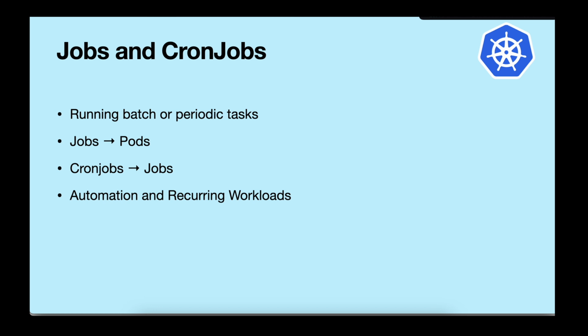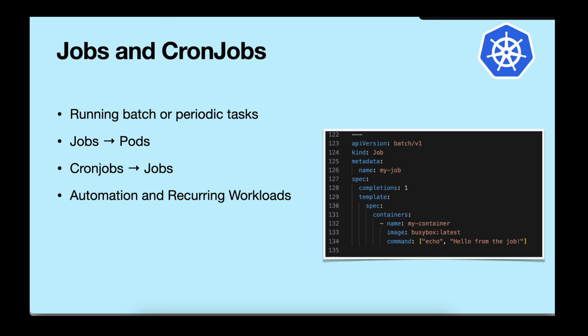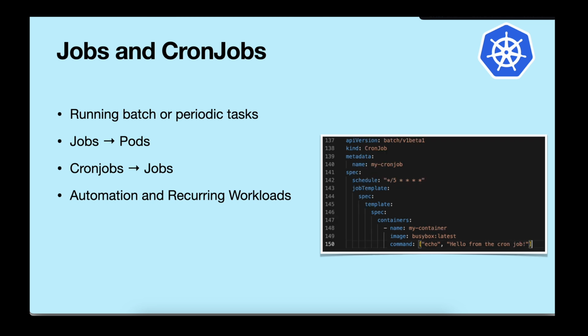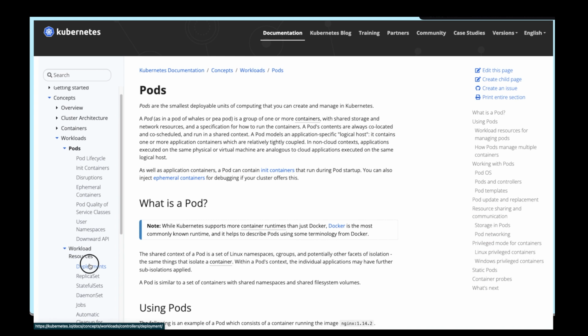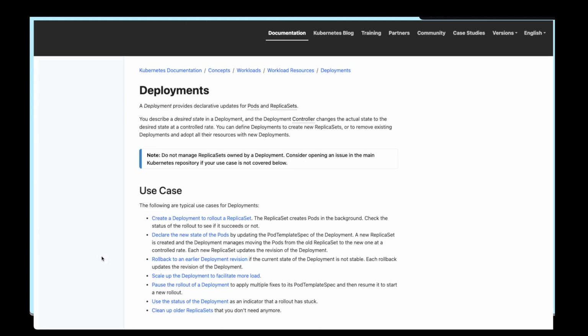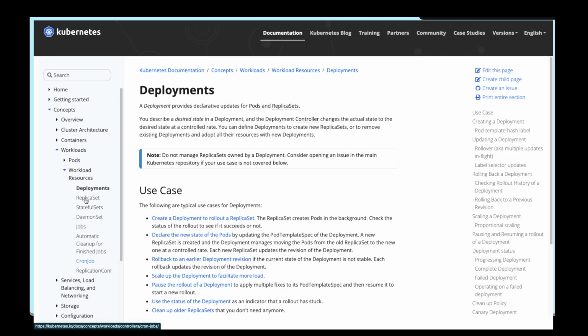Now, jobs and cron jobs. Jobs and cron jobs are resources used for running batch or periodic tasks in the cluster. Jobs create pods to run a specific task, while cron jobs schedule jobs at predefined intervals, enabling automation and scheduling of recurring workloads.